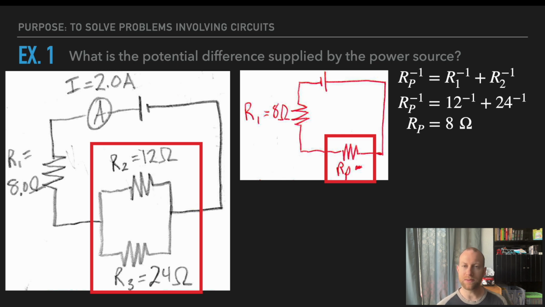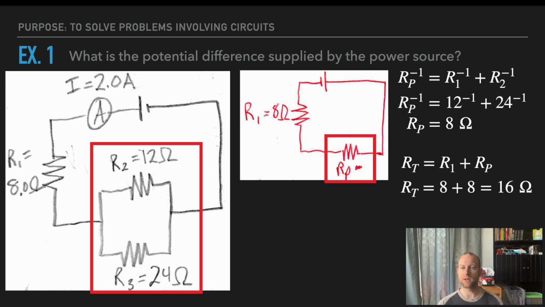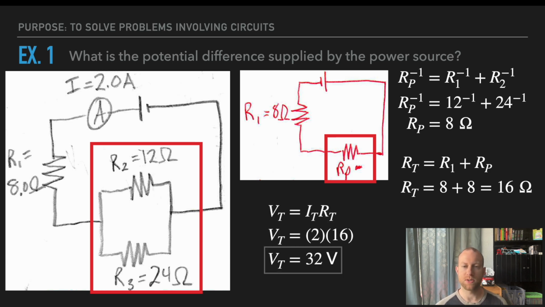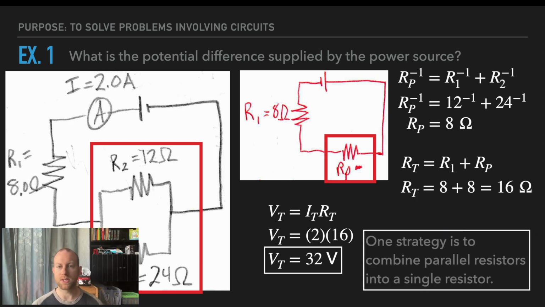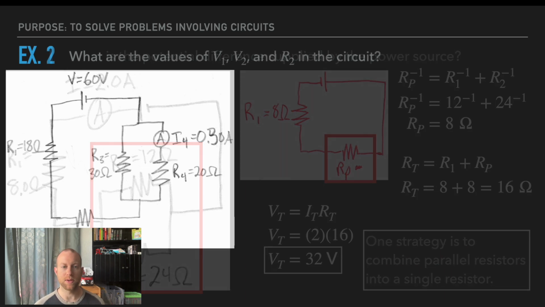Once we've got that, we can look at this series circuit. Our total is R1 plus RP. Pretty straightforward. That's just 16 ohms. We have I total, it's 2. So I have I total, I have R total, solve for V total. The V total is just 32 volts. So there you go, that's the potential difference. Again, one strategy with this: combine parallel resistors into one. That's one strategy. There's going to be a few others shown.